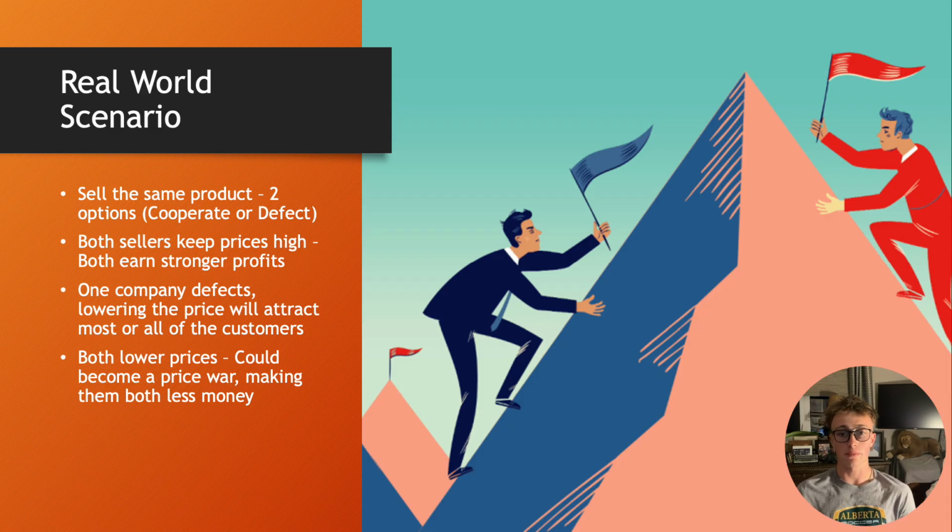Imagine two online companies, company A and company B, who both sell the exact same product. Each seller has two choices: cooperate by keeping their prices high, or defect by lowering their prices to steal customers. If both sellers keep prices high, they both earn solid profits, but each one has a temptation. If they lower their price while the other keeps theirs high, they can grab most of the customers and make more money. But if both sellers choose to lower their prices, they end up in a price war, and both of them make less than before.